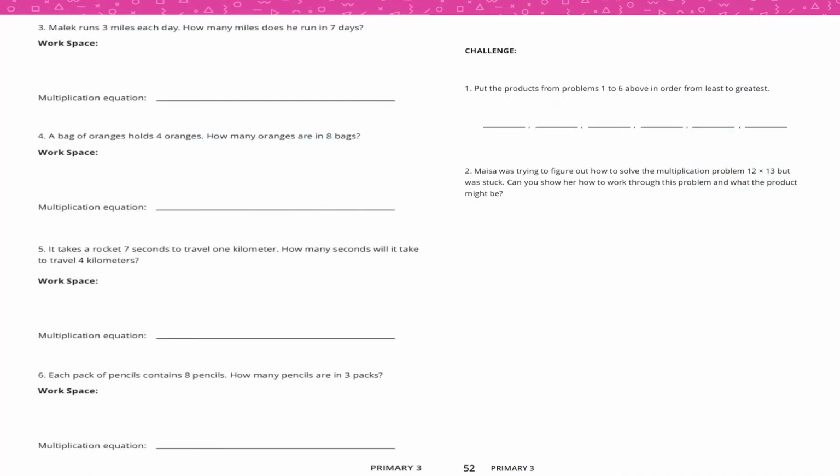Malik runs 3 miles each day. How many miles does he run in 7 days? In one day, he runs 3 miles. In 7 days, how many miles does he run? So here, 3 miles are repeated 7 times. So it will be 3 times 7 equals 21 miles.